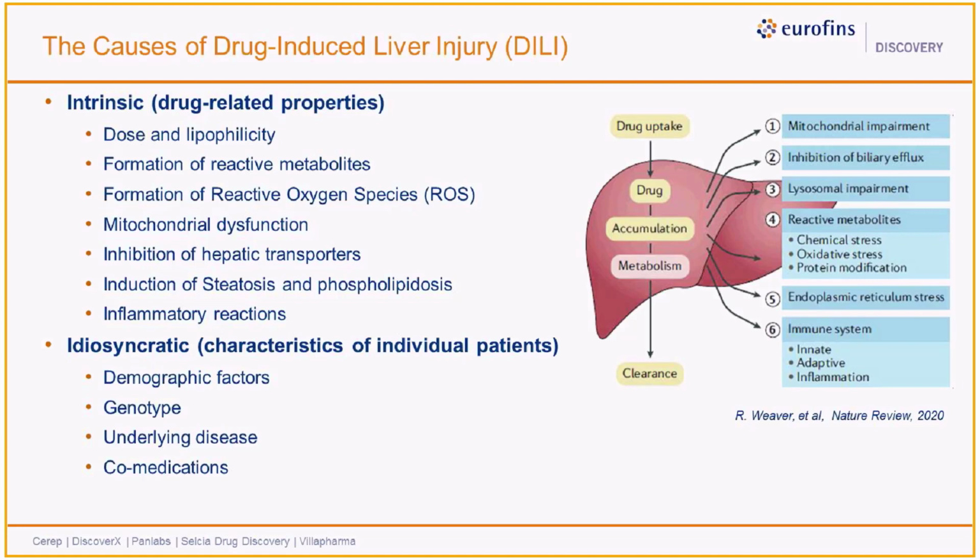The second category of DILI is idiosyncratic DILI. Most idiosyncratic DILI cases happen at the therapeutic dose in an individual, even though this dose is well tolerated in the general population. Idiosyncratic drug reactions are related to the characteristics of individual patients, including demographic factors such as age, gender, and race, genotype, underlying diseases, and co-medications. Idiosyncratic DILI is considered dose-independent.